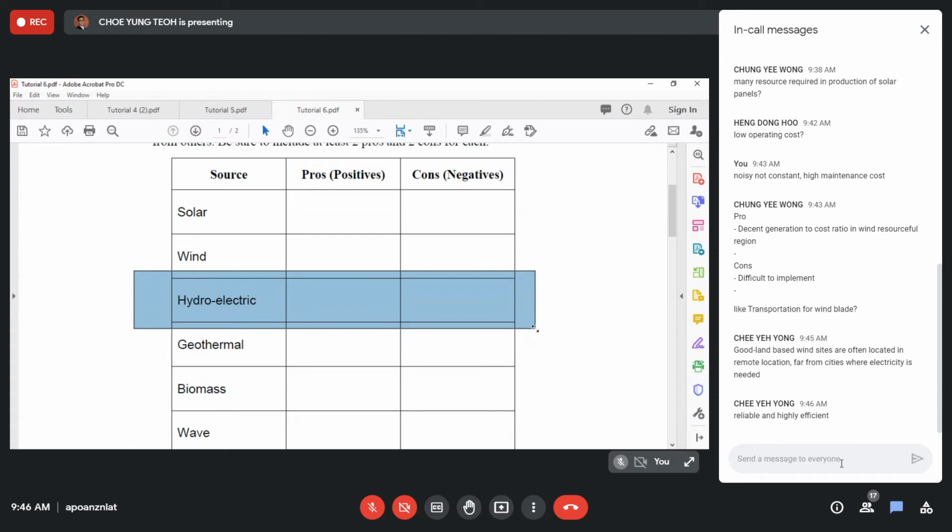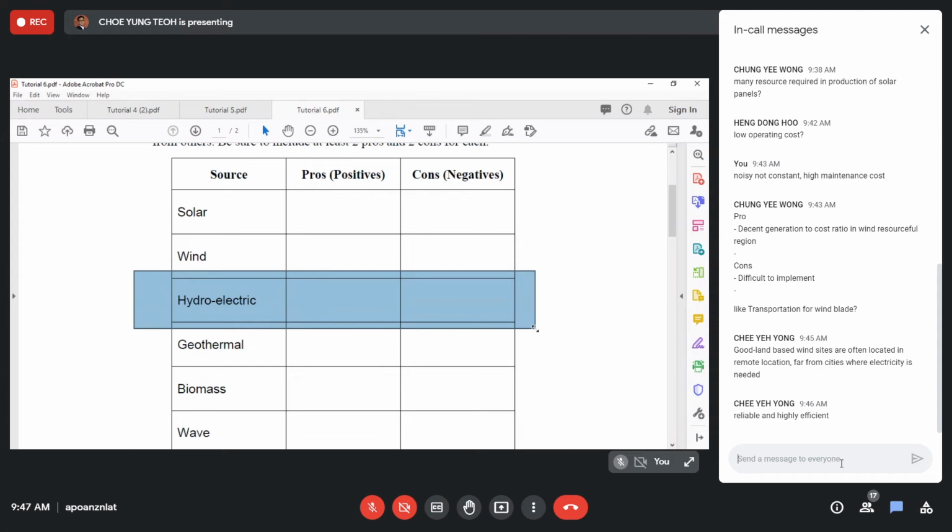Reliable, yes, reliable and high efficiency. This is the two. Yes, correct. What else? Power output can be adjusted accordingly to the demand. Energy can be stored. Okay, there's a lot. And high capacity. Other than high efficiency, hydroelectric also has high capacity.